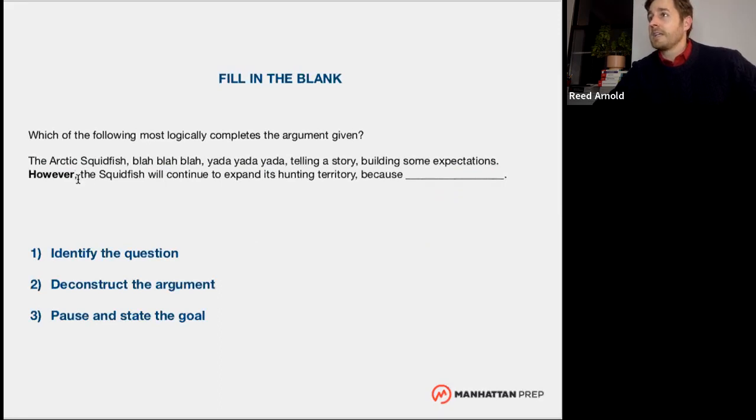So let's fill in the blank now. Let's fill in what comes after that however, and I want you to think about what the information after the however tells you to think about in this problem here. Take 15, 20 seconds for that.